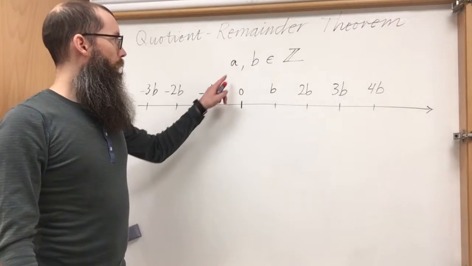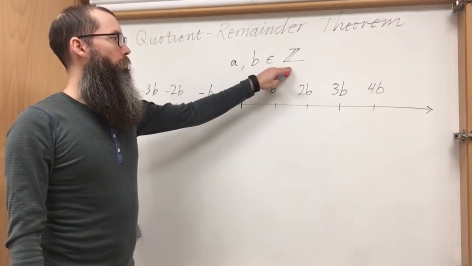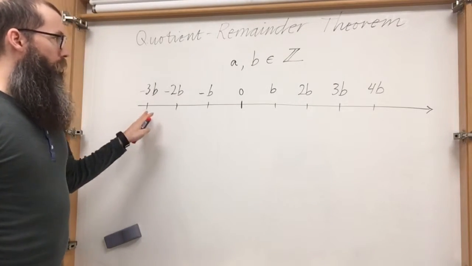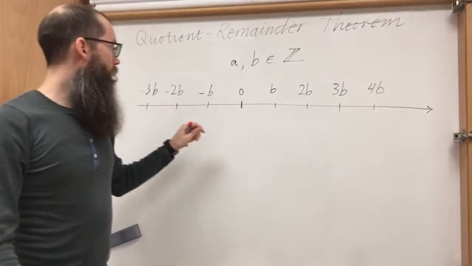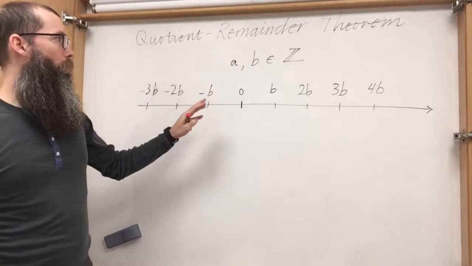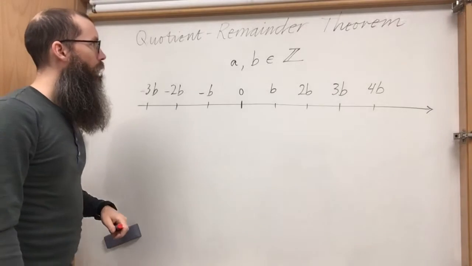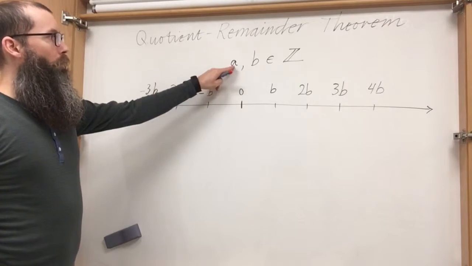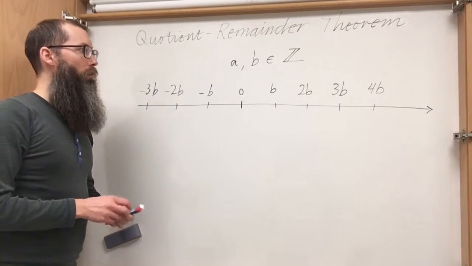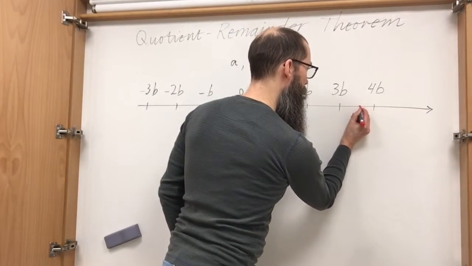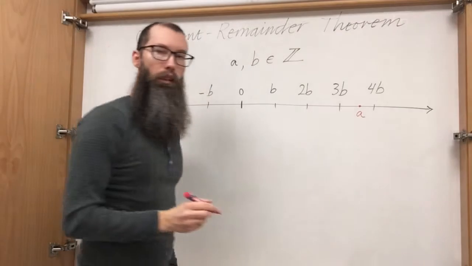Now let a and b be integers. I have drawn some of the integer multiples of b along the number line. And a is also somewhere along the number line. So maybe a is, say, here. Maybe this is a.